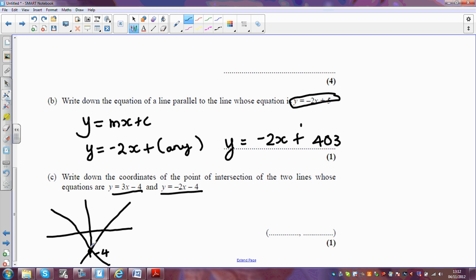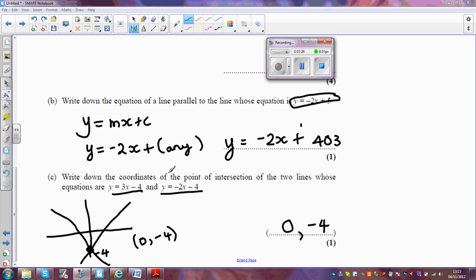Okay, so where do the two lines intersect? Well, in fact, they intersect at this point here, which is 0, minus 4. So the point of intersection is just 0, minus 4. I've saved myself a lot of time there by just thinking about that carefully and not having to bother solving this.